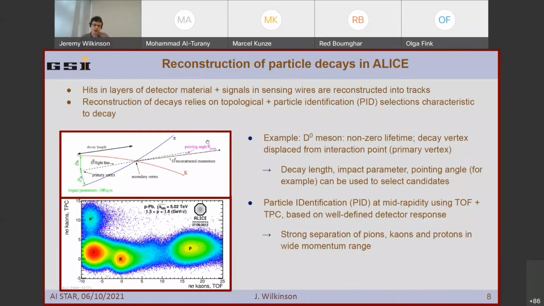In addition to this, we have the particle identification from the TPC and TOF, and this is just an overview of the detector responses compared to what we expect for pions, kaons, and protons for both the TOF response and the TPC, and we have a good separation of these identities at a wide range of momentum.